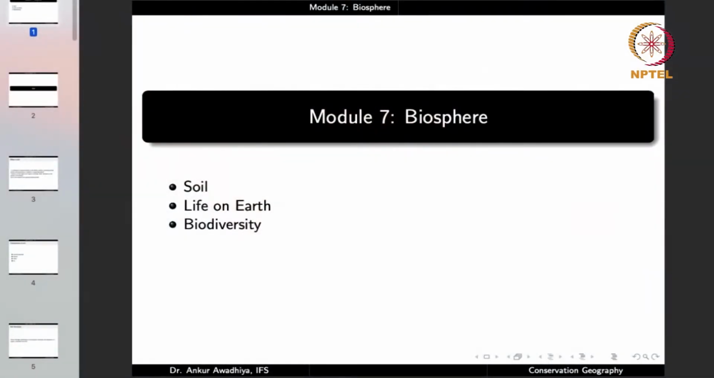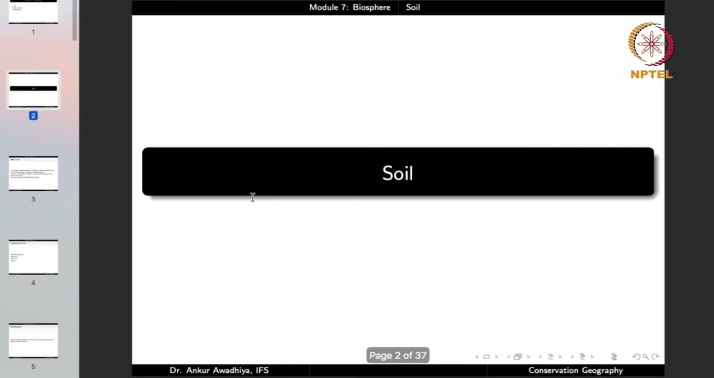Now, biosphere is the living sphere. It is at the confluence of all the three other spheres: lithosphere, hydrosphere, and atmosphere. Now, this is because most plants and animals need soil to live in or to get their nutrients from. They require water and they also need air. So, it is at the confluence of all the three spheres that we have the biosphere. And in this module, we will have three lectures: soil, life on earth, and biodiversity. So let us begin with soil.